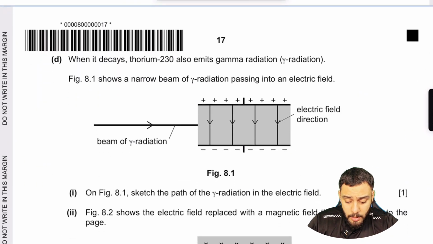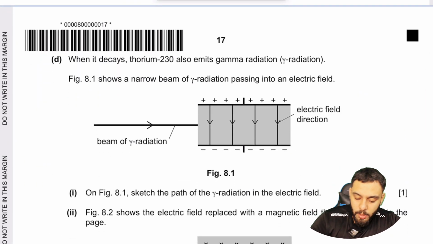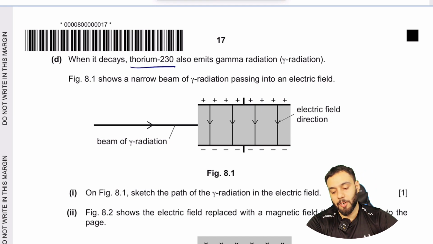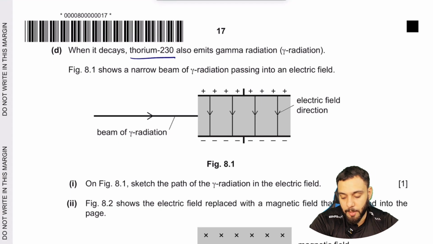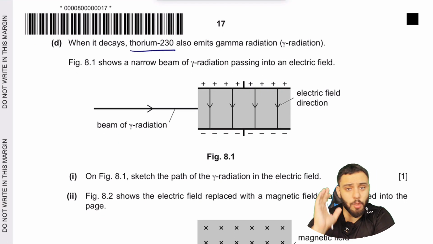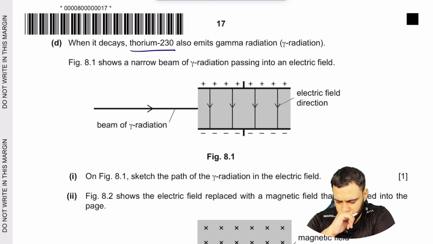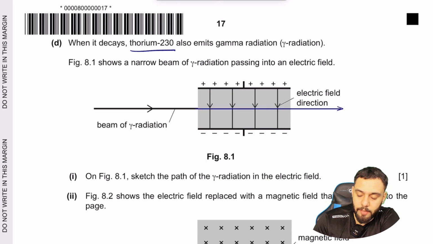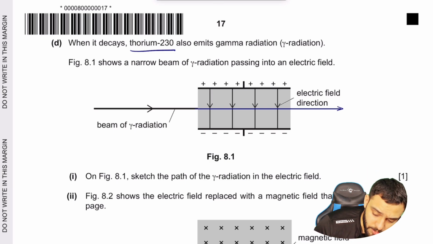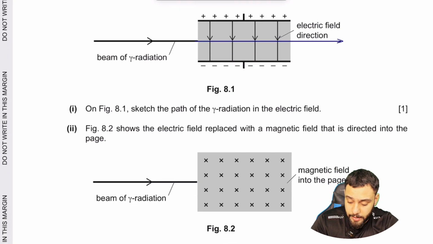Moving on. When it decays, thorium-230 also emits gamma radiations. Figure 8.1 shows a narrow beam of gamma radiations passing into an electric field. On the figure, sketch the path of gamma radiations in the electric field. So gamma radiations are neutral radiations. They have no effect from a magnetic field, nor from any electric field. So gamma radiations are going to be moving undeviated without any change in direction.